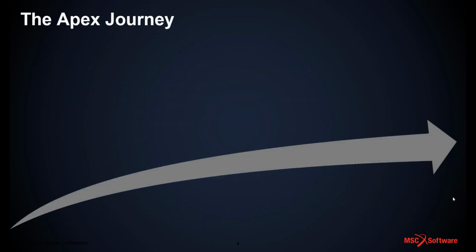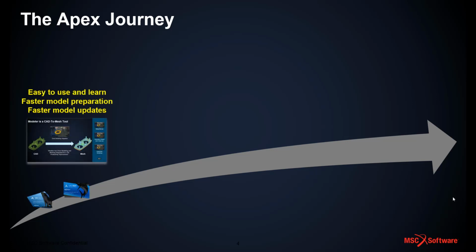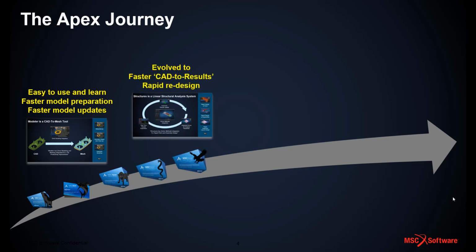So the Apex journey. Apex has been around for a number of years now, with various different releases. First of all, the Arctic Wolf and Black Marlin releases. This is more of a CAD to mesh type tool using the Apex modeler technology. Again, very easy to use, faster model preparation, faster to modify and update models. Then we moved on to a further set of releases where we've embedded the Apex structures framework, which allows us to get from CAD to results in a much faster manner than previously, to allow us to run design iterations, rapid redesign, very quickly.